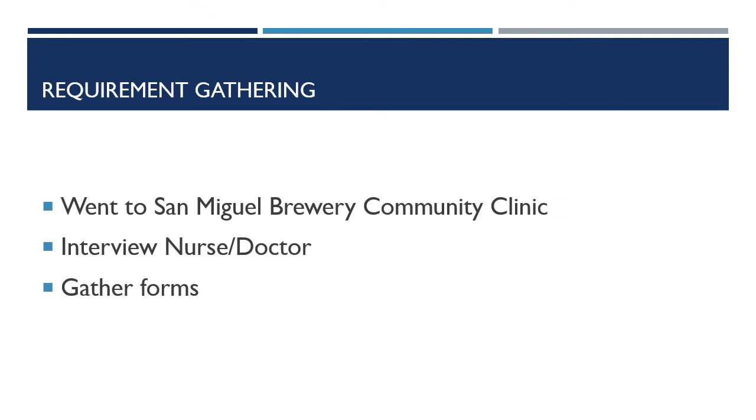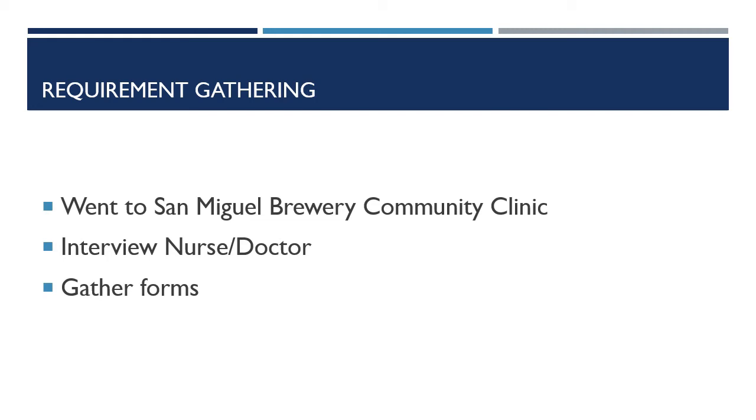Requirements gathering. A prototyping model starts with requirements analysis. In this phase, the requirements of the system are defined in detail of San Miguel Brewery Community Clinic processing the patient record. We went to San Miguel Brewery Community Clinic and gathered some ideas or data of their manual processing.